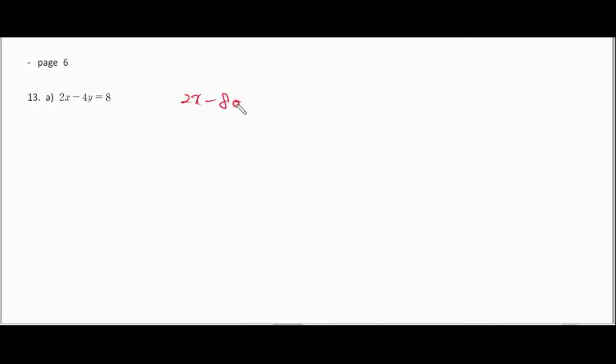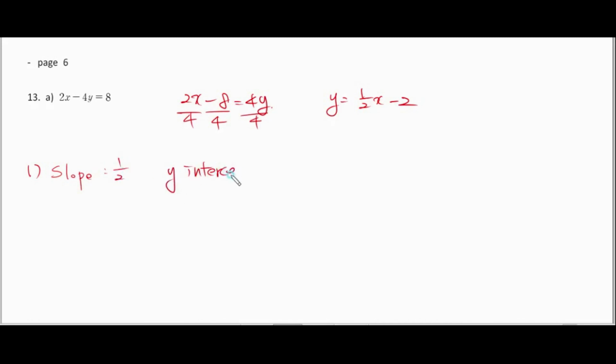2x minus 8 equals 4y, and dividing both sides by the coefficient, which is 4, to make the y equals form, that will be y equals 1/2 x minus 2. And there's the first way. For the first one, I'll need the slope of it. So the slope will be 1/2. The y-intercept is also needed, which is -2.